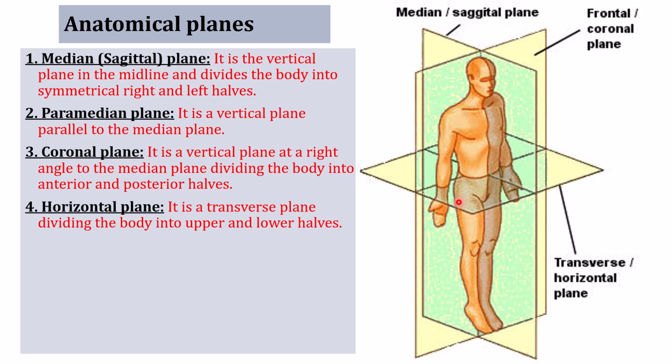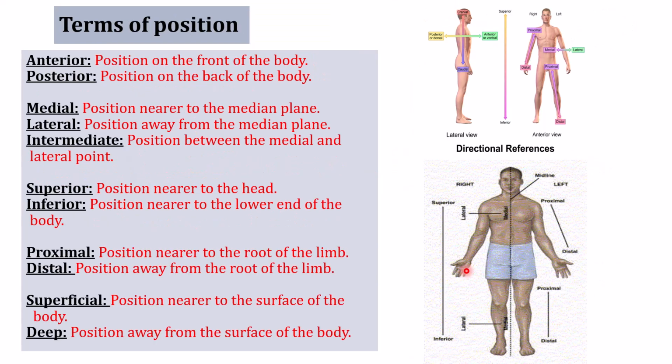Then the horizontal plane, which is also called the horizontal or transverse plane. This plane will divide the body into upper half and the lower half of the body. Now, the terms of position. First of all, you should know in the body which is anterior, which is posterior. There are many terms of position. So, we will talk about it.